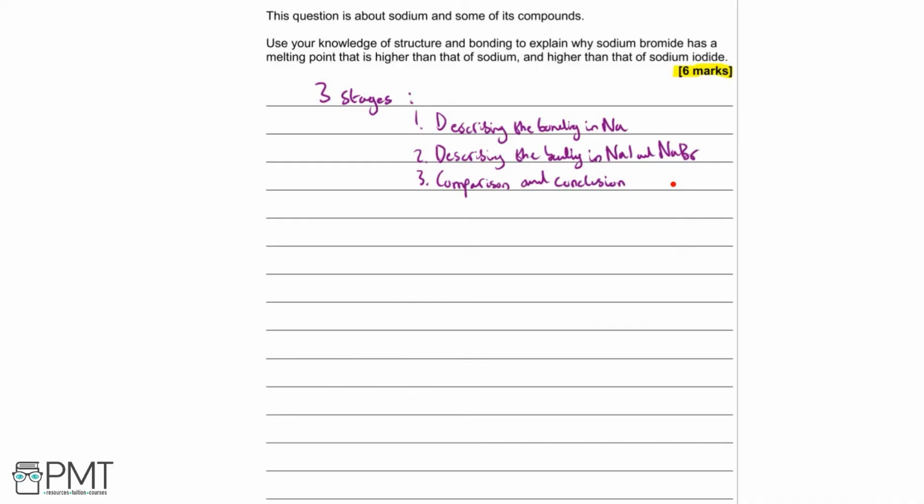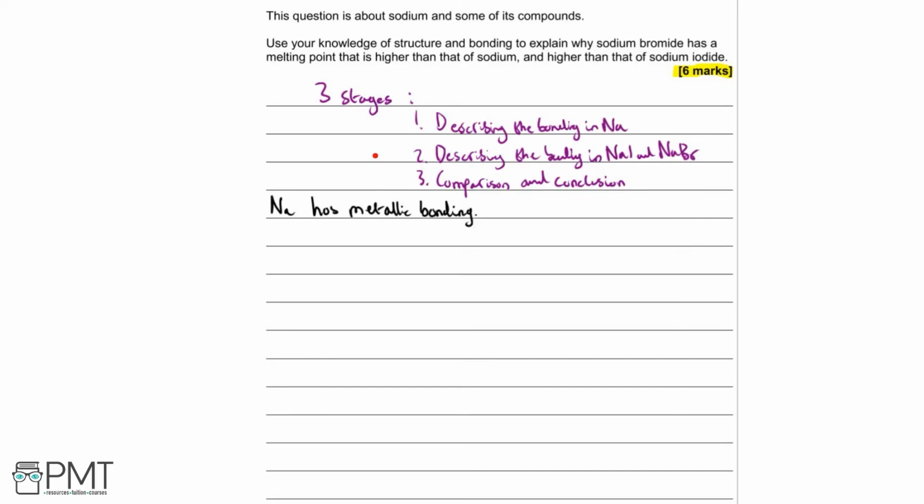And in order to get into the top level of response and get all the marks for this question, we need to describe each of these completely and correctly. So we're going to start with describing the bonding in sodium. And when it comes to these first 2 stages, the way we lay out and the points we're going to make are going to be largely the same, in that, first of all, we want to describe the type of bonding that's present. So we're going to say that sodium has metallic bonding. Say it is a metal, so it has metallic bonding.